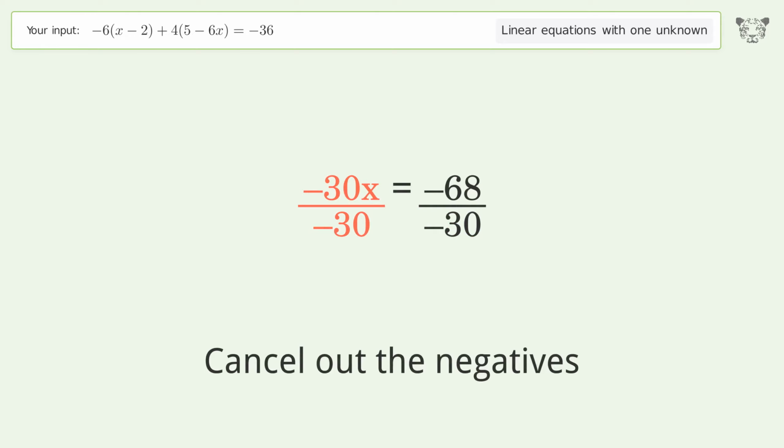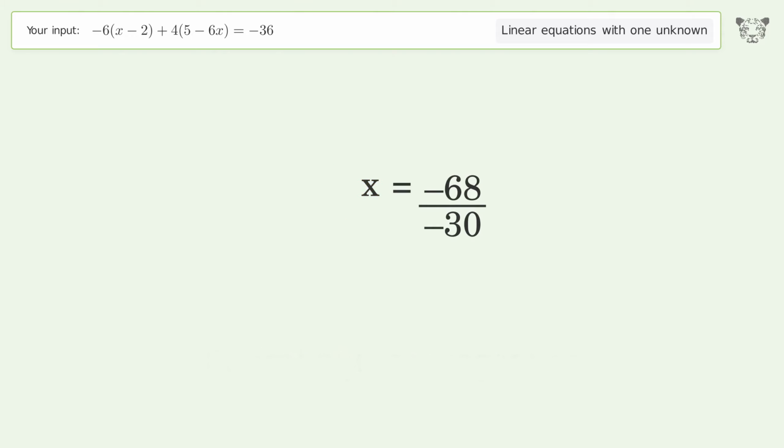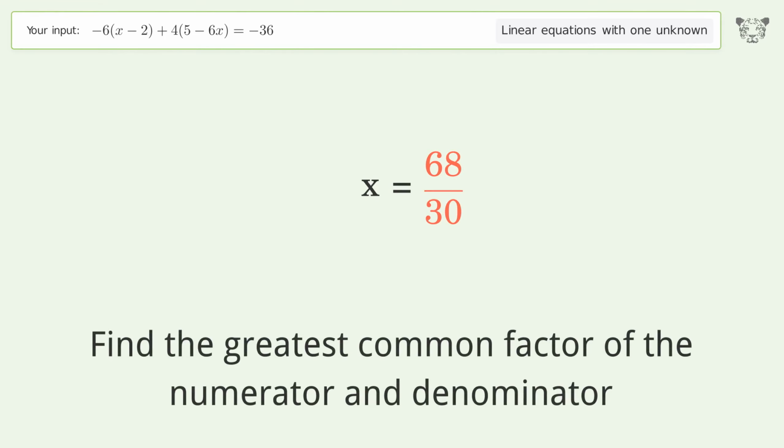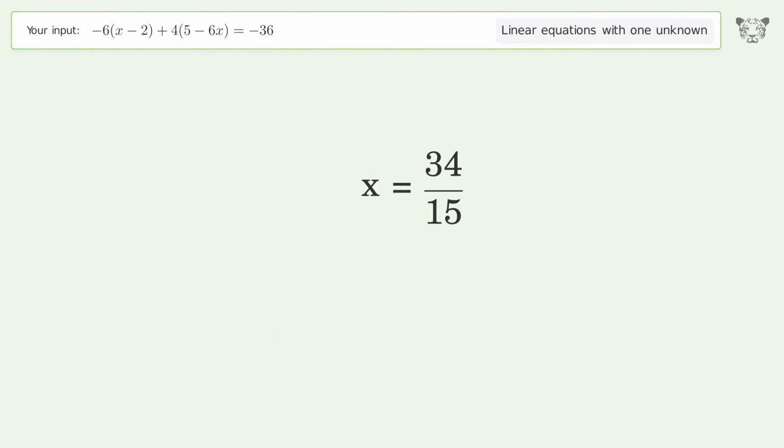Cancel out the negatives. Simplify the fraction. Cancel out the negatives. Find the greatest common factor of the numerator and denominator. Factor out and cancel the greatest common factor. And so the final result is x equals 34/15.